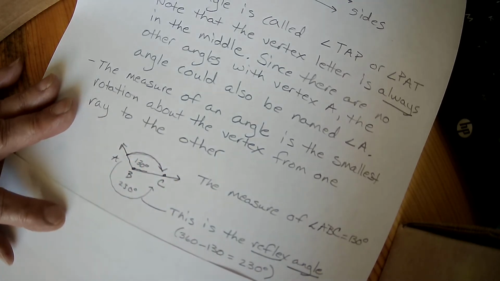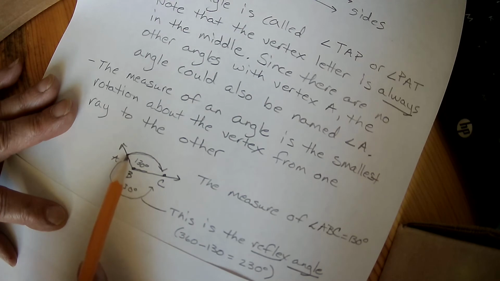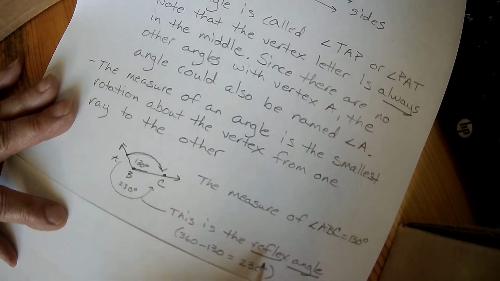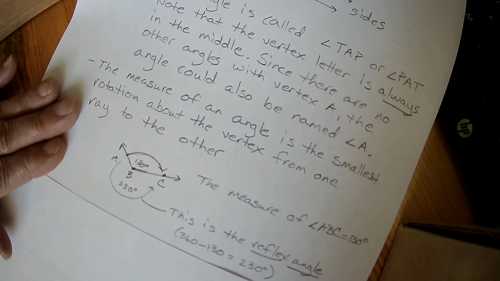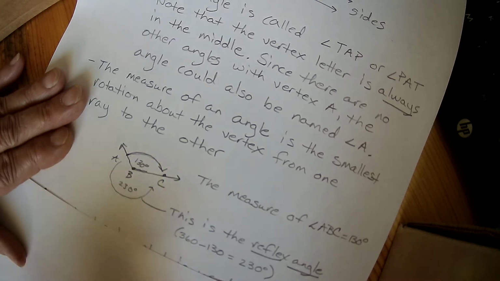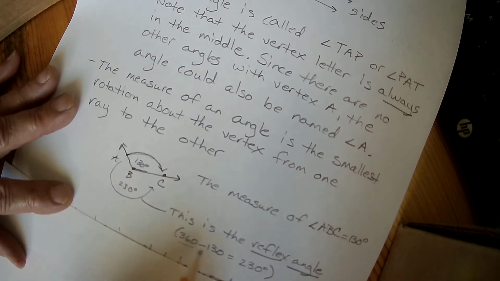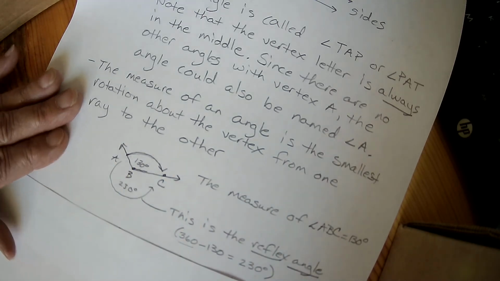The other angle that you would go from A to C in the other direction, notice that this would form a complete circle. That's called the reflex angle. And in this case, the reflex angle measures 360 minus whatever that is to give us 230 degrees.